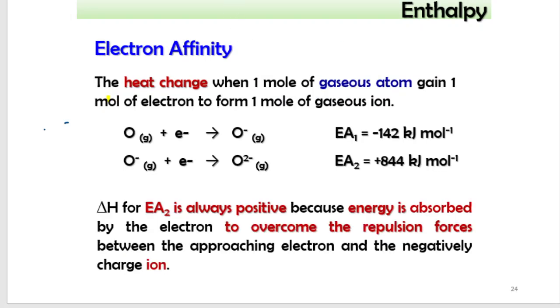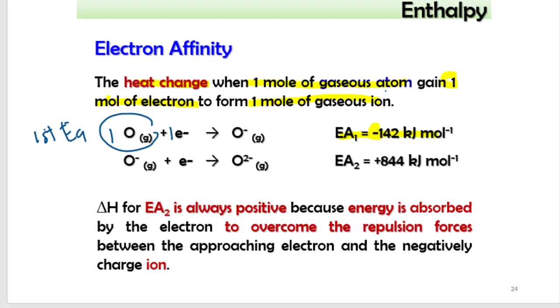Okay, so for electron affinity, it is the heat change when 1 mole of gaseous atom gains 1 mole of electron. So, tengok dia punya equation contoh. The first one, ini adalah the first electron affinity. So, dekat sini, 1 mole of your gaseous atom gains 1 mole of electron to form 1 mole of gaseous ion. So, ini adalah your first electron affinity. Okay, and untuk the first EA, dia adalah negative, heat release.